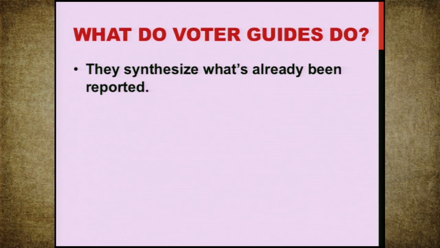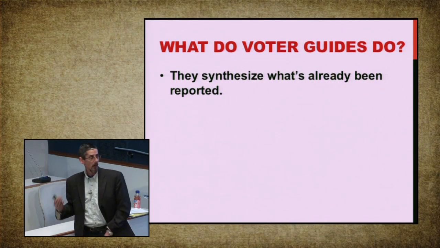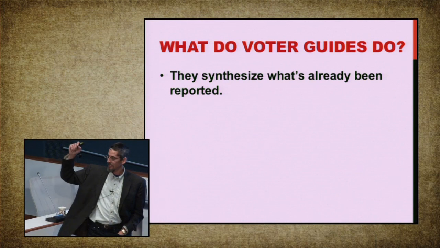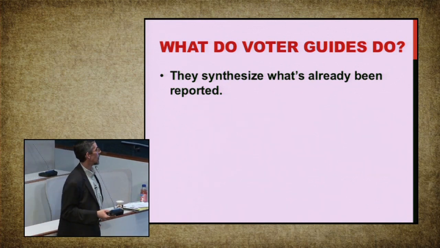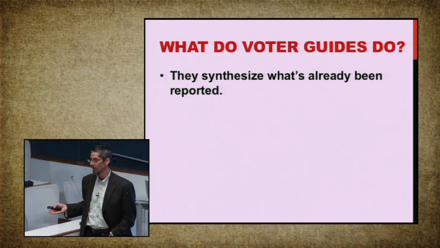So what is a voter's guide intended to do? First of all, they synthesize what's already been reported. So hopefully over the course of the campaign, you've been doing dozens and dozens of great stories about the election. And what a voter's guide can do, particularly online, is create a landing page where voters can get all that information in one place. And you know, it can be a real chore to design these online, particularly if you have a website that makes it difficult to create a separate landing page.